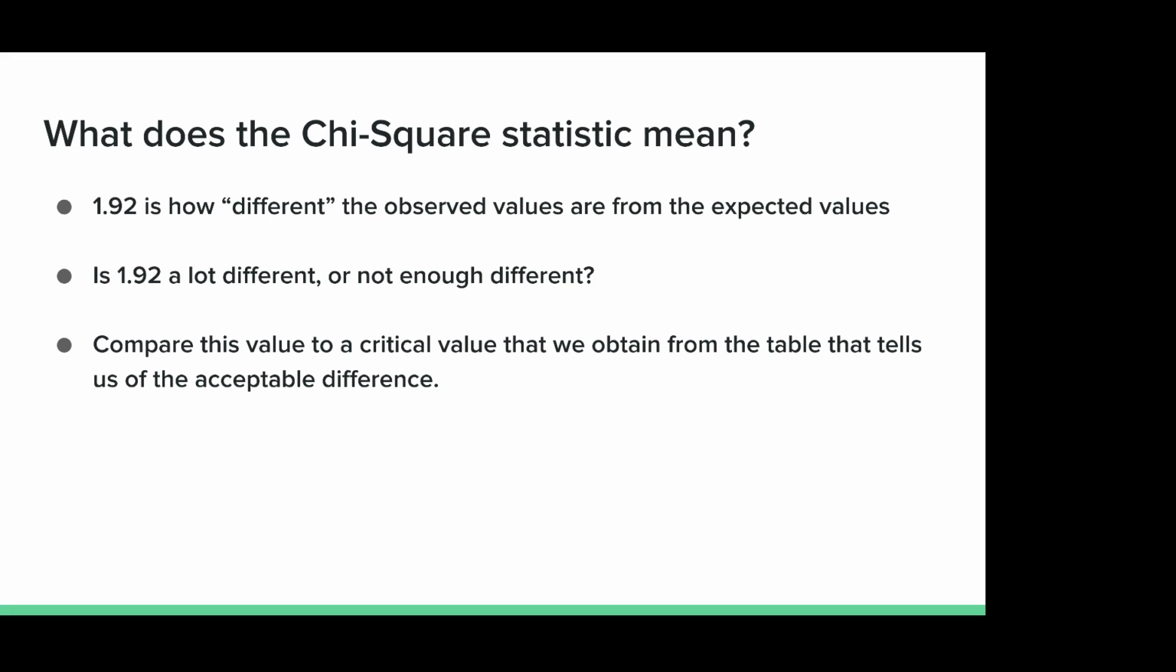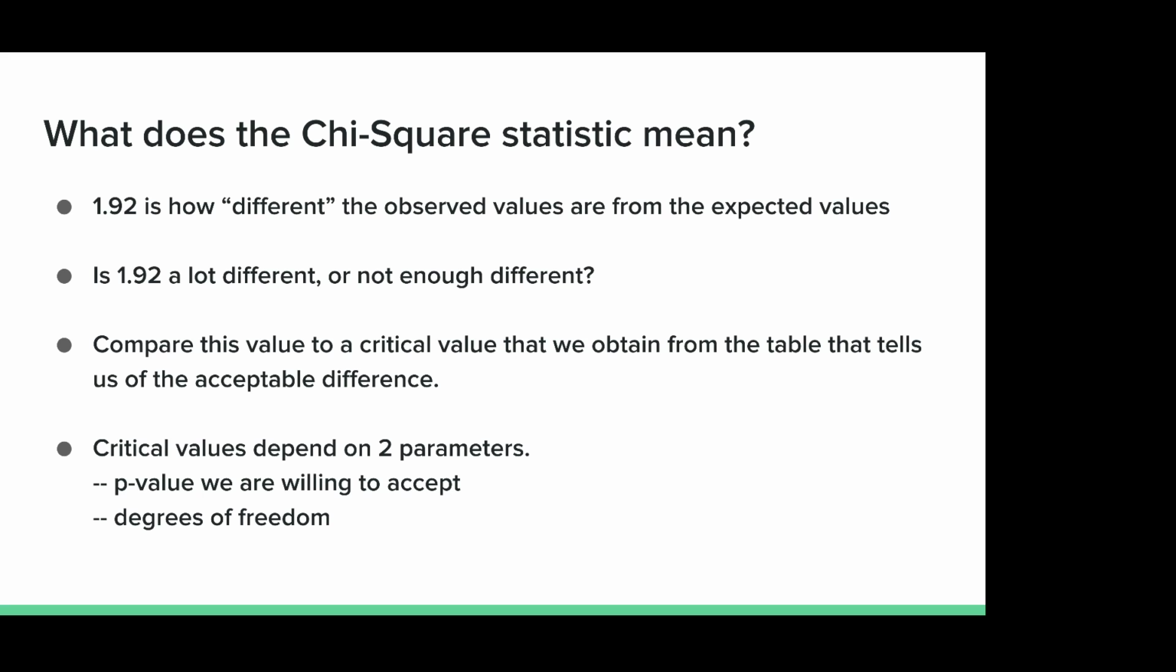It's a commutative property, it doesn't matter. So we compare these two. The critical value, and I'm going to take some artistic license here when we go to critical value, but fundamentally, the critical value depends upon two parameters. Number one, the p-value that we're willing to accept, and the degrees of freedom.